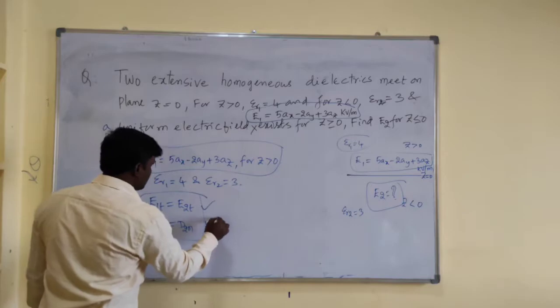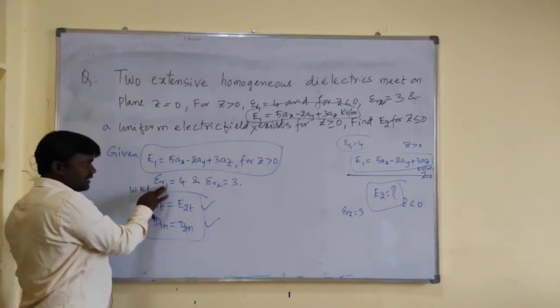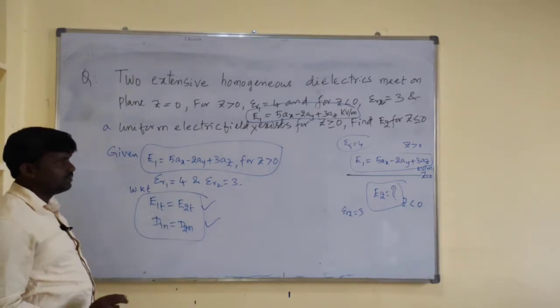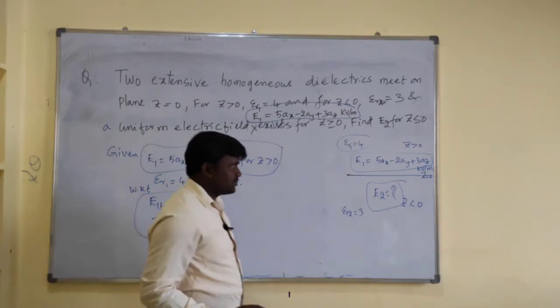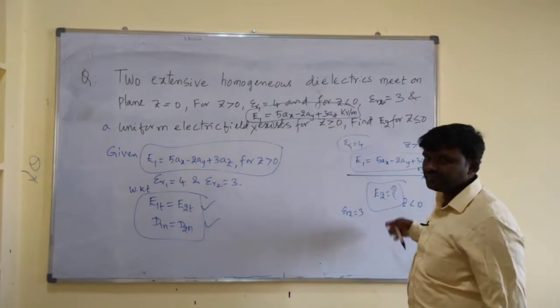What are the boundary conditions? These are the boundary conditions. This is the given data: E1, epsilon r1, epsilon r2. We know that E1t equal to E2t, D1n equal to D2n. So, this is the plane. What is the normal to this plane? This is the normal.